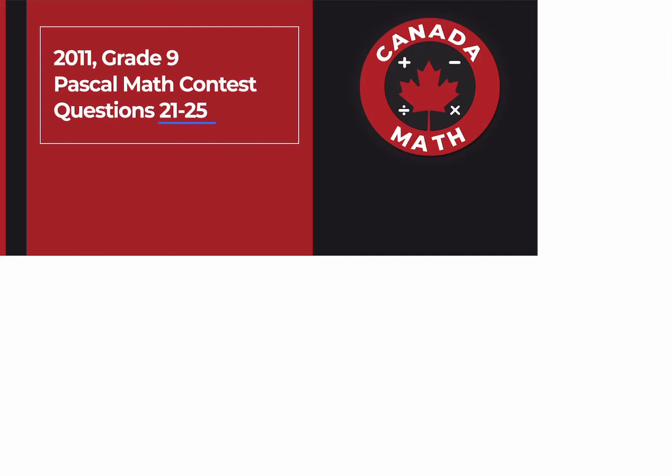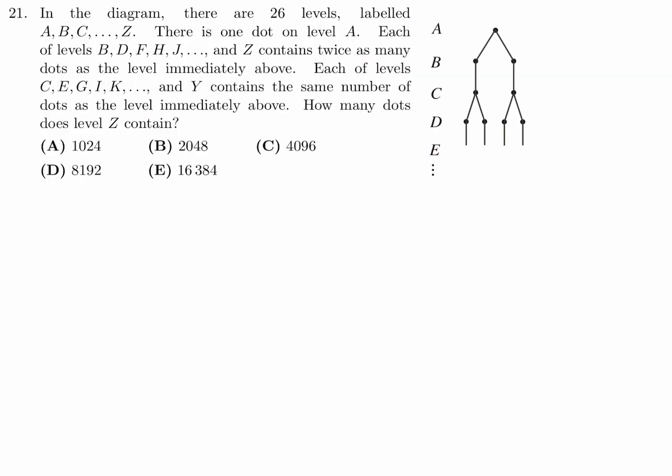Questions 21 through 25 on the 2011 Grade 9 Pascal Math Contest. In the diagram, there are 26 levels labeled A, B, C to Z. There is one dot on level A. Each of the levels B, D, F, H, J, and Z contain twice as many dots as the level immediately above. Each of the levels C, E, G, I, K, and Y contain the same number of dots as the level immediately above. How many dots does level Z contain?